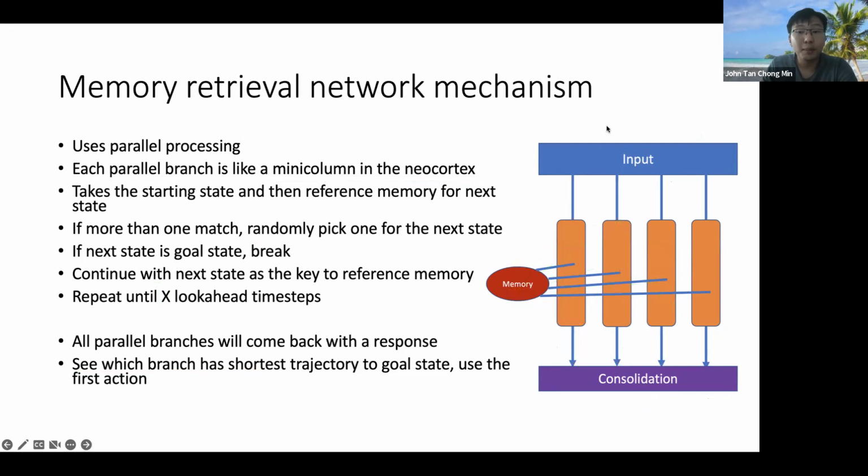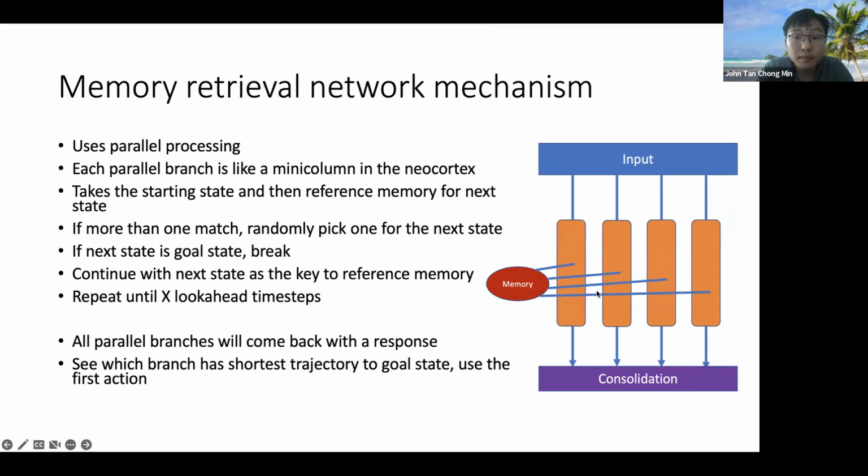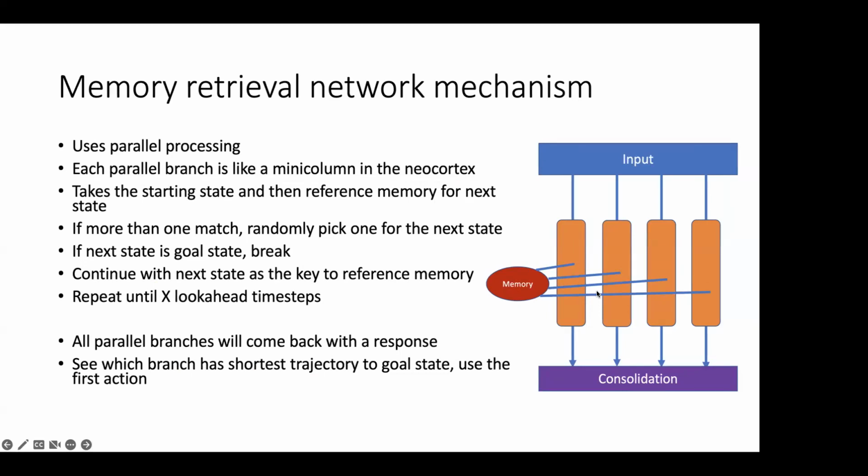Okay, so maybe I pause here for a while because this is quite important. Anyone got questions with this architecture of how to do the slow retrieval? Why is it called a network? Because to me, it looks like there are multiple independent agents trying to retrieve the next state given memory, and then you find the agent that does the best thing.